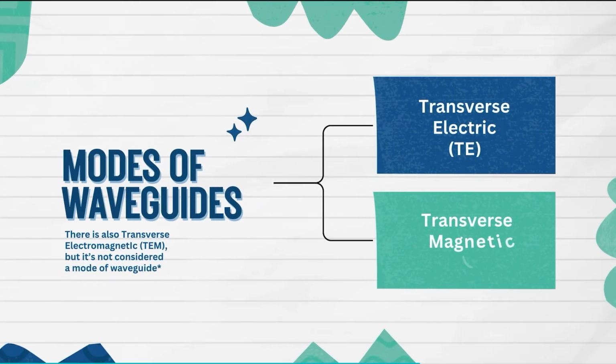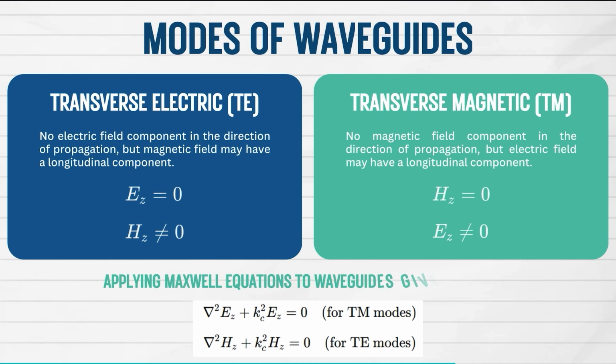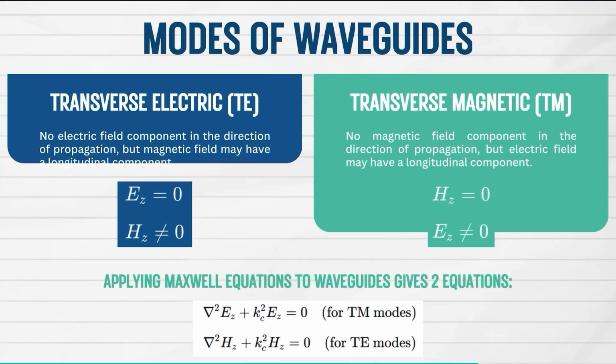So the two main types of waveguide modes are transverse electric, also known as TE, and transverse magnetic, also known as TM. These modes describe how electric and magnetic fields are arranged as the wave propagates, usually in the Z direction, or the direction along the waveguide's length. In TE modes, the electric field has no component in the Z direction, while the magnetic field does. In TM modes, it's the reverse. Both modes arise as solutions to Maxwell's equations with the boundary conditions of a hollow metallic waveguide.